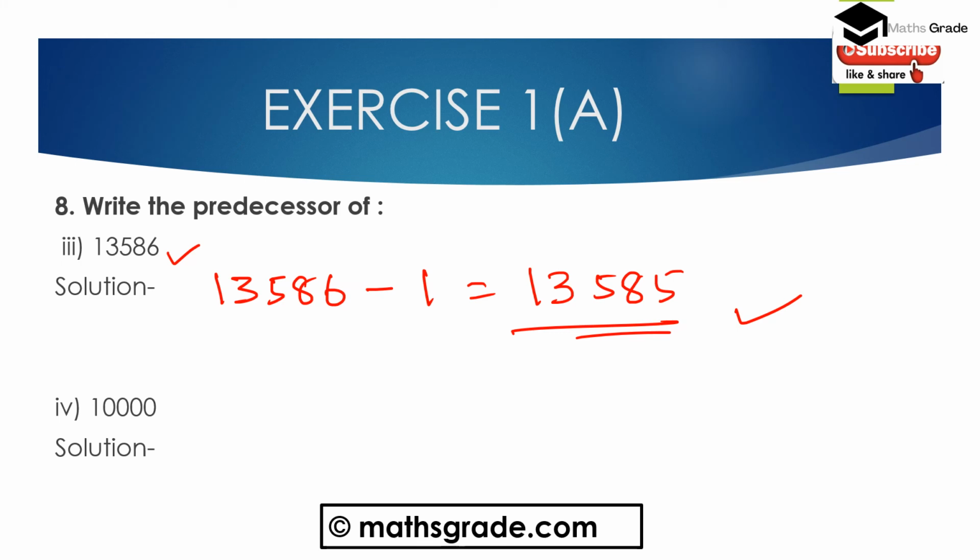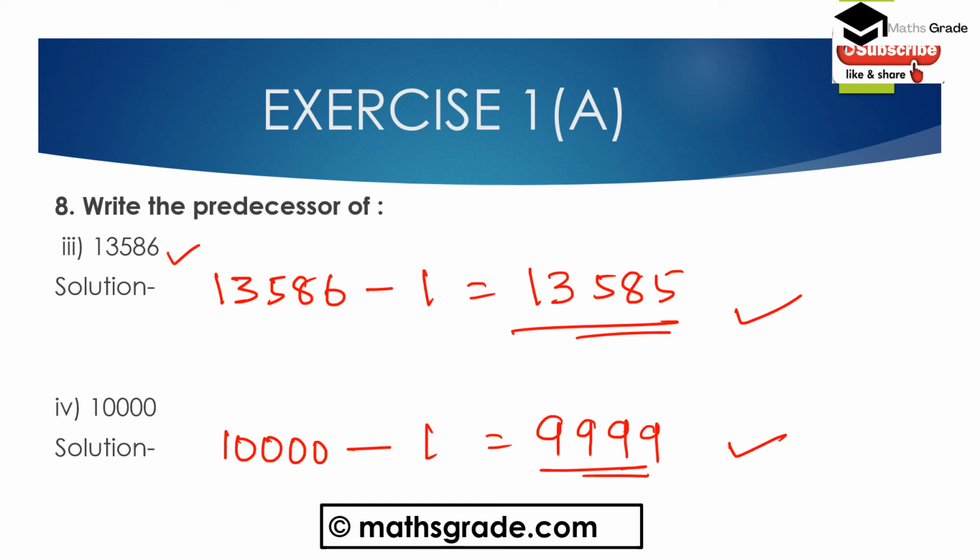Now fourth bit, 10,000. When we find the predecessor of any number, we have to subtract 1 from that number. So the predecessor of 10,000, we have to subtract 1 from the number 10,000. Now 10,000 minus 1 is 9,999. Now 9,999 is the predecessor, that is the previous number, of the number 10,000.